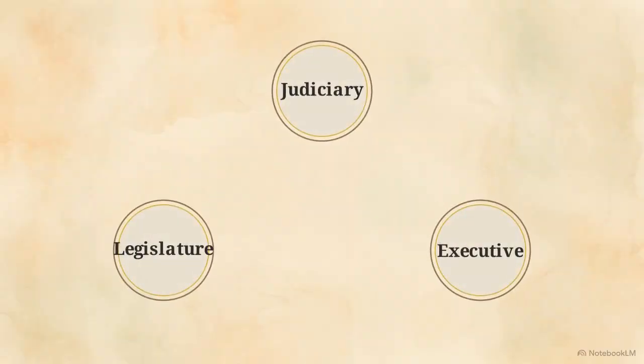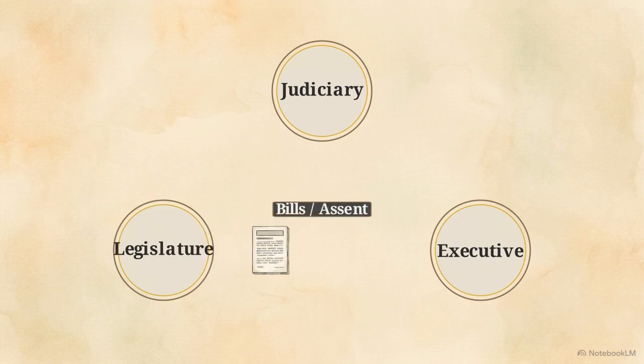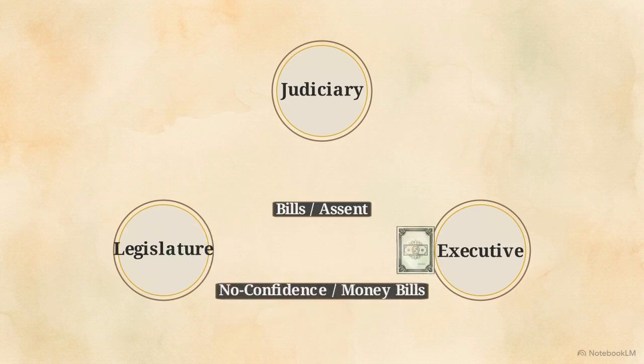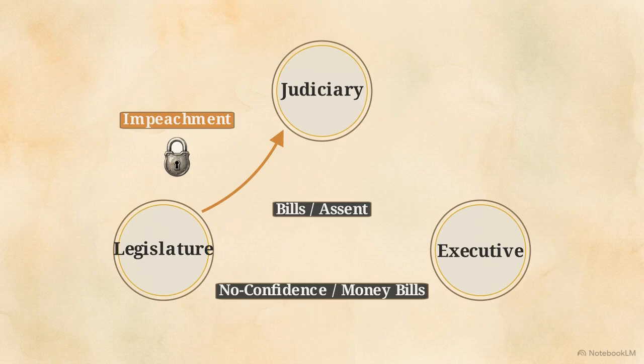Pulling back reveals the fully assembled architecture of the Indian Republic. The legislature passes bills, which the executive filters through presidential assent or conditional ordinances. The legislature checks the executive through the control of money bills and the threat of no-confidence motions. Legislative oversight extends to the judiciary through the rigid requirements of the impeachment process. Finally, the judiciary checks both branches using the ultimate fail-safes of judicial review and writs.